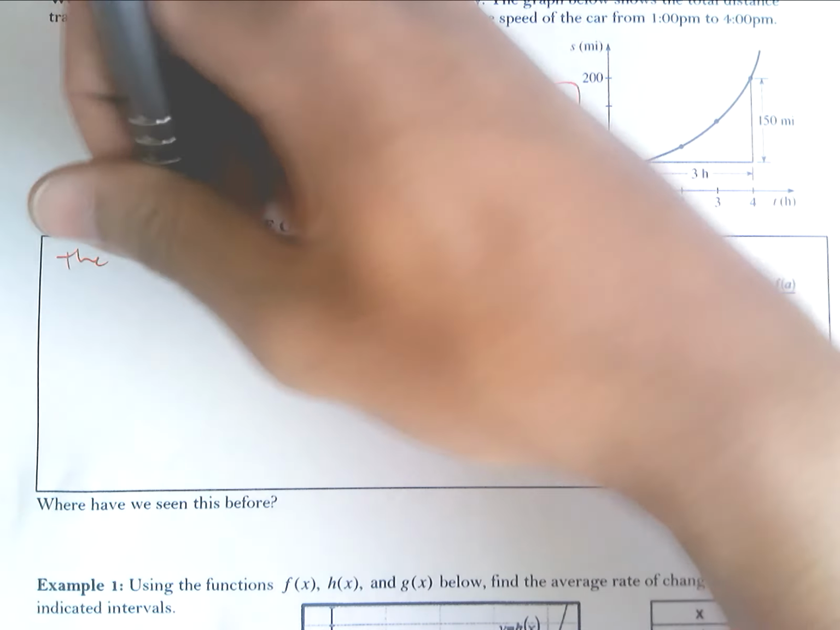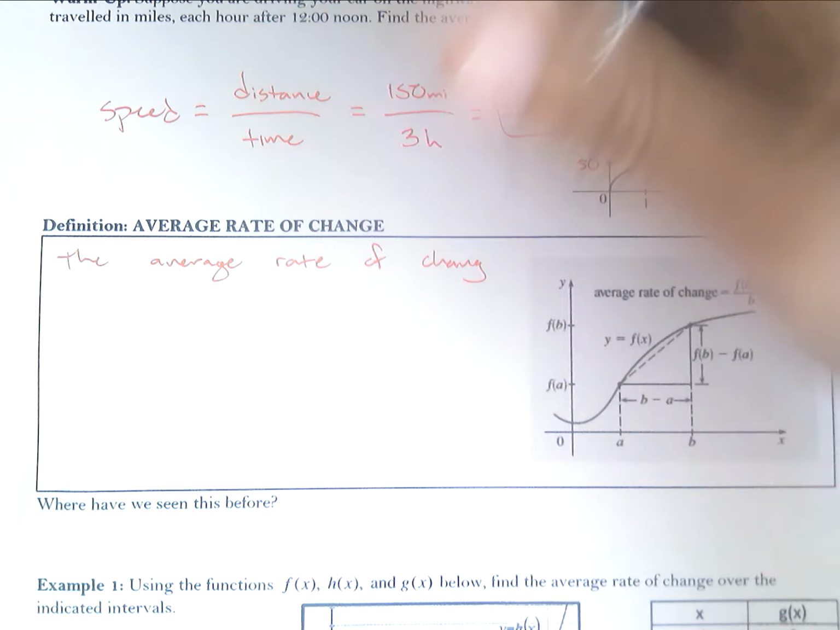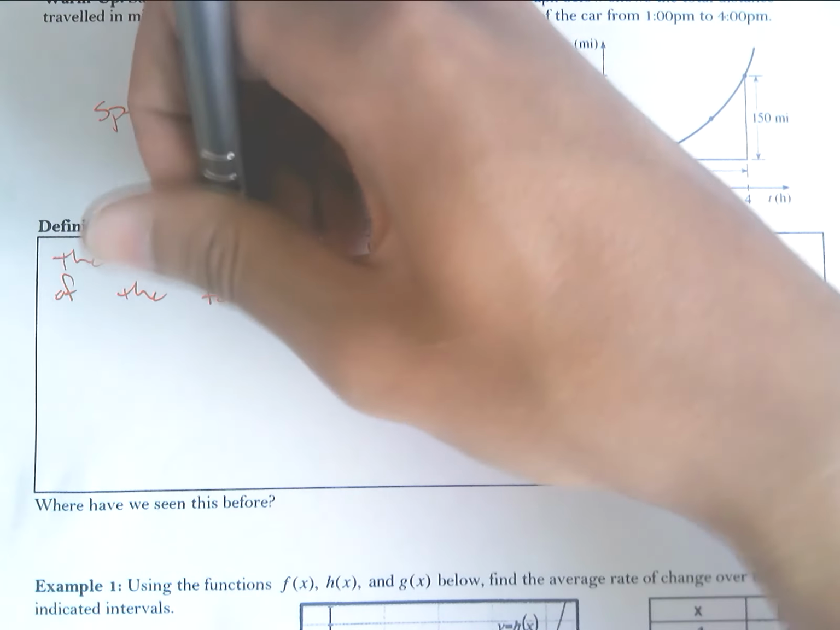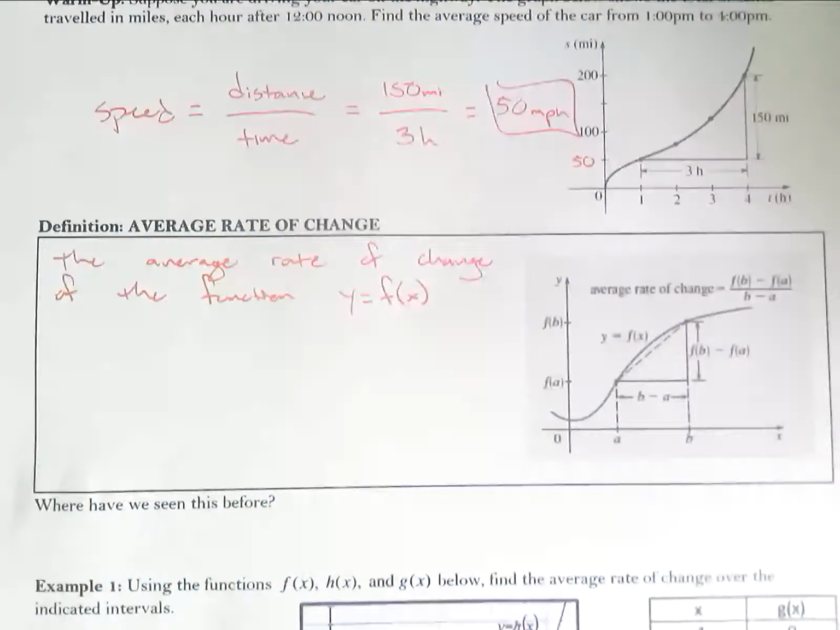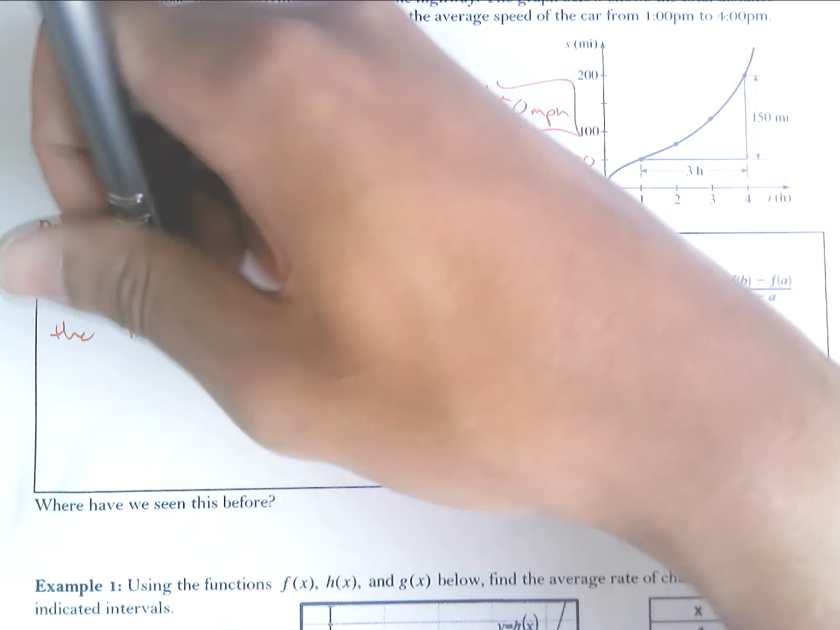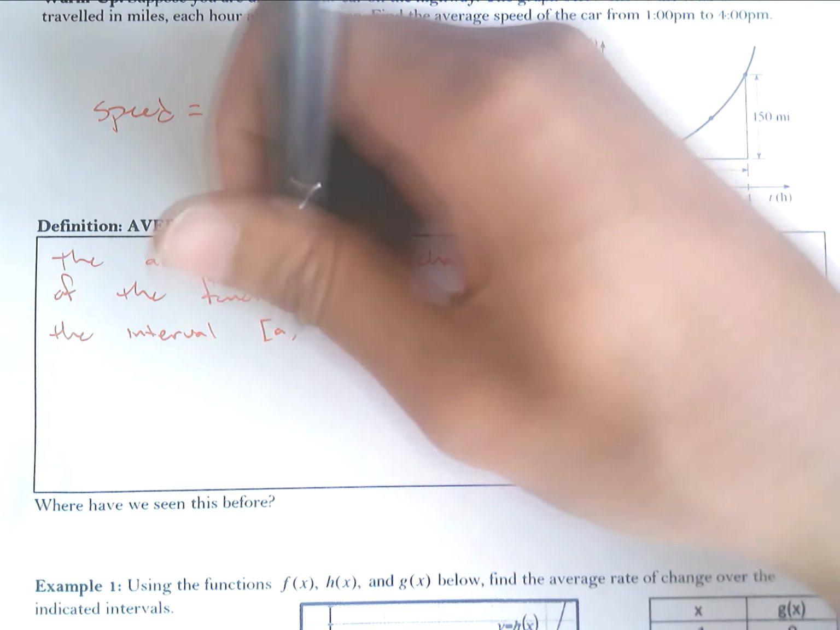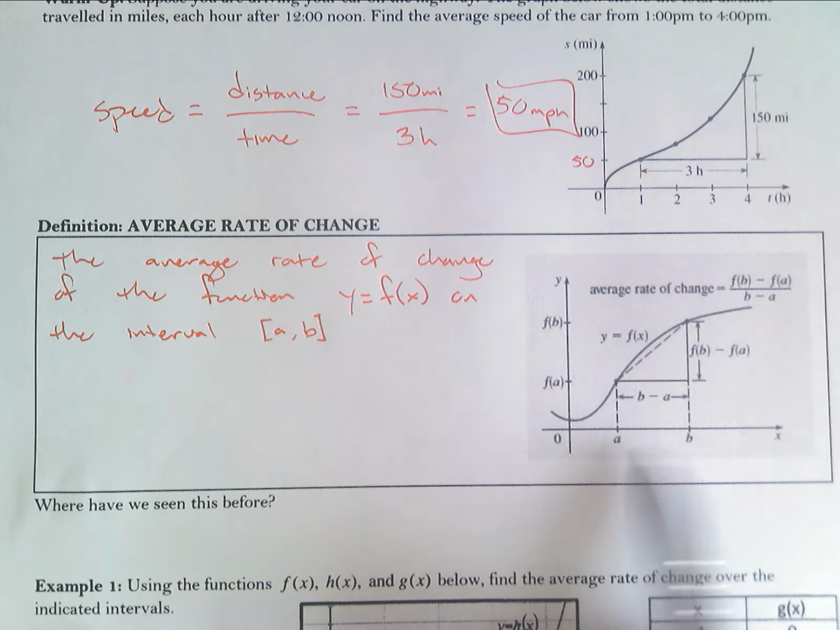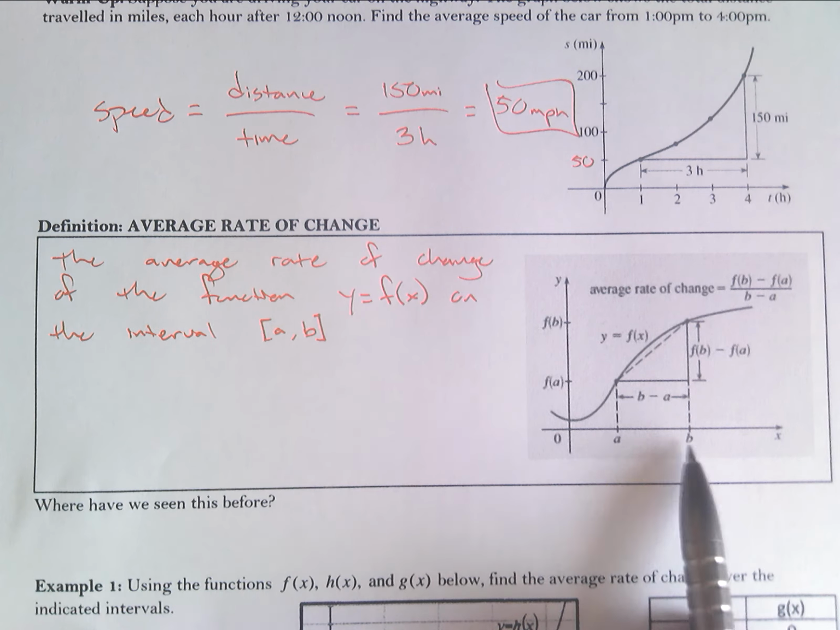The average rate of change of the function y equals f of x. So we're going to say y is a function of x. And we're going to say the average rate of change on the interval. And since we know interval notation, let's go ahead and put that. We're going to say the closed interval from a to b. Okay, so a and b are x values, and we can see that here on the graph. The x values, a to b. So between here and including the endpoints a and b.